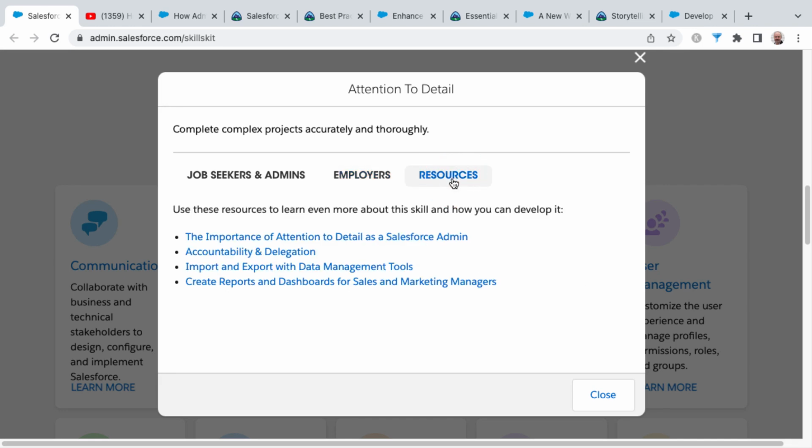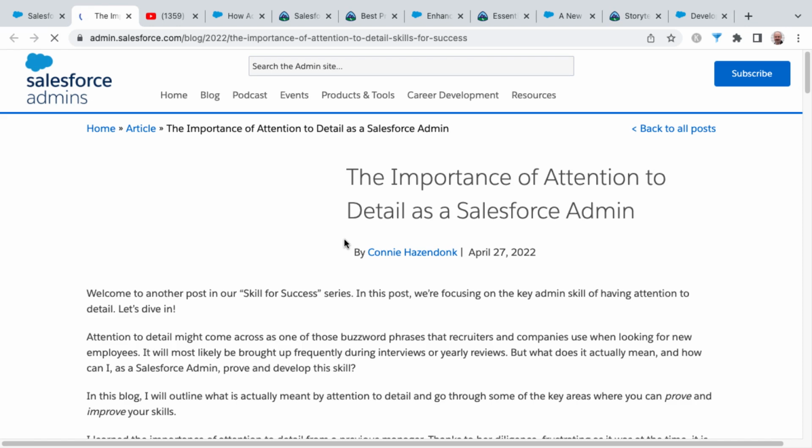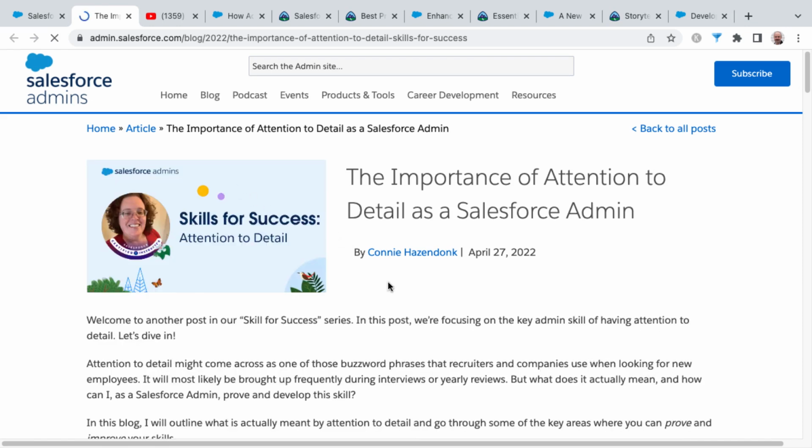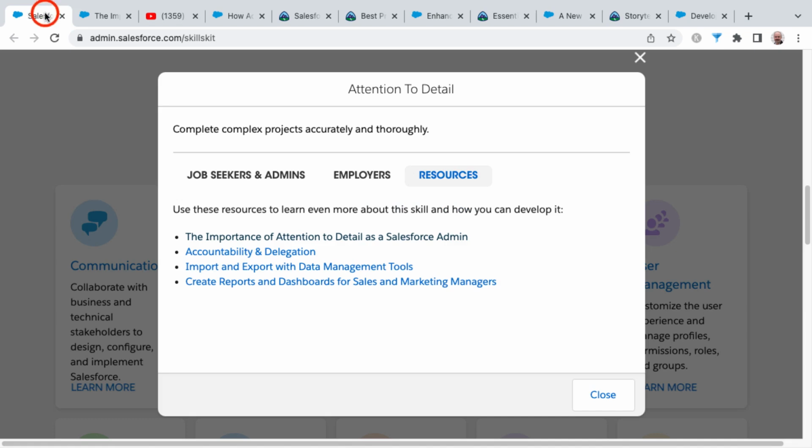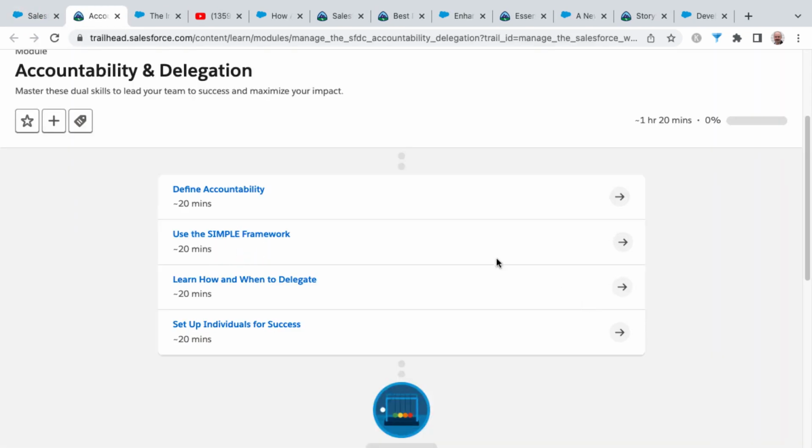And then finally, as usual, the third and final tab for each of these 14 skills would be resources that Salesforce provides to help you to level up your skills if you find yourself lacking. The first of which, for attention to detail, is a link to the importance of attention to detail as a Salesforce admin. That is a blog article from earlier this year, about a 5-minute read, so check that out, as well as accountability and delegation. It'll introduce you to things such as this simple framework. It also discusses accountability, learn how and when to delegate, as well as setting up individuals for success.